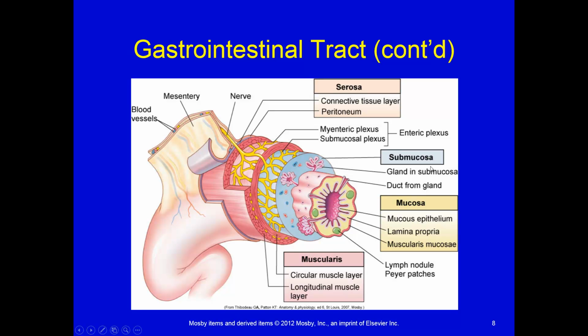All right. We're not going to spend a lot of time with the layers of the GI tract. I just need to mention that before we move into the other organs. Any questions about this?